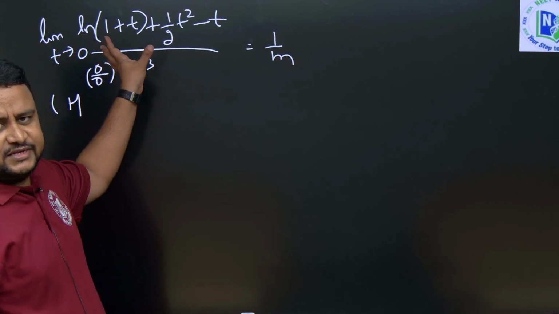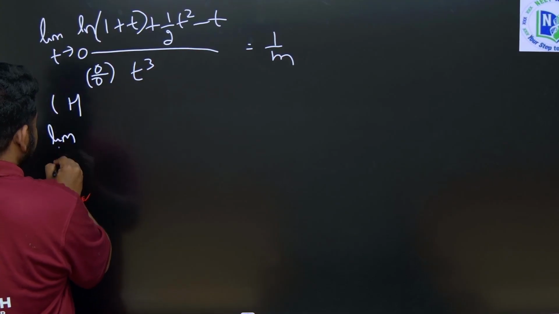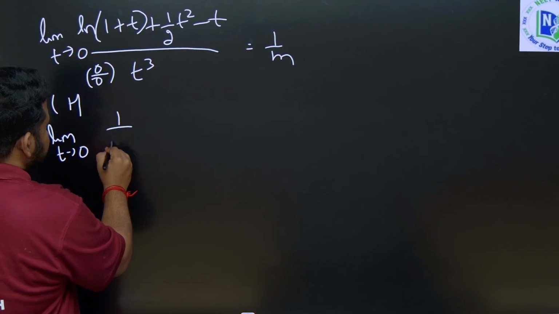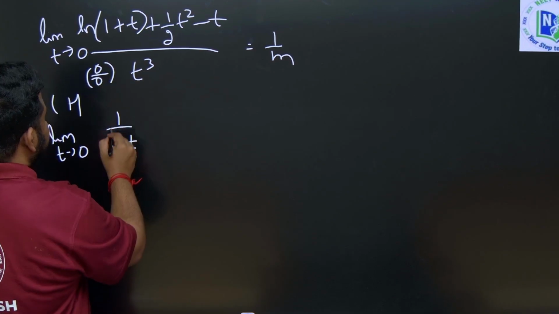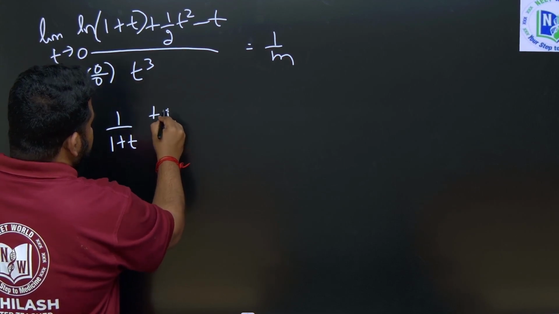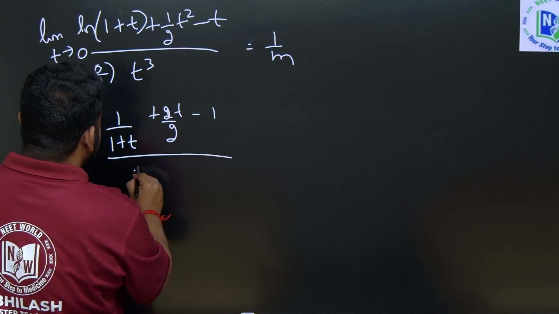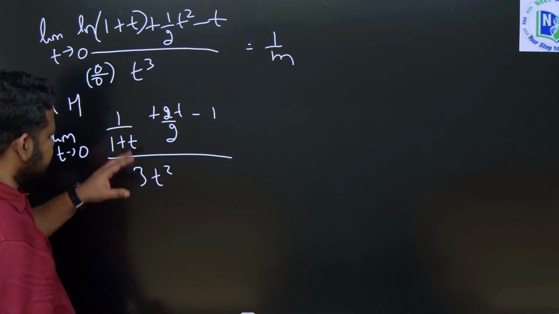Okay, log of anything, limit is 1 by x. So this will be limit as t tends to 0. This will become 1 plus 1 by t, 1 by t, this is 1 by t plus 1 by 2, this is 2t minus 1 divided by 3t square. Okay, again it is 0 by 0 form.